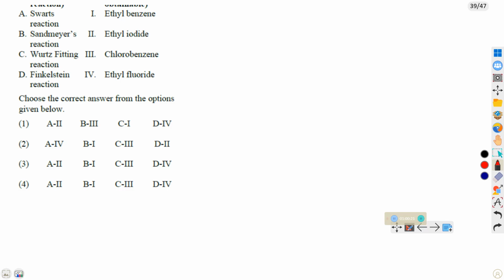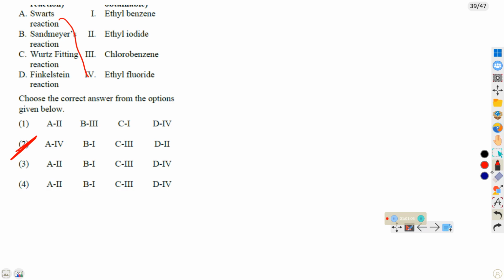Match the following. Swarts reaction: not ethyl iodide. Swarts reaction gives ethyl fluoride, A4. Only one option is there. Sandmeyer reaction: ethyl benzene? Fittig reaction? No. Sandmeyer reaction gives chlorobenzene.